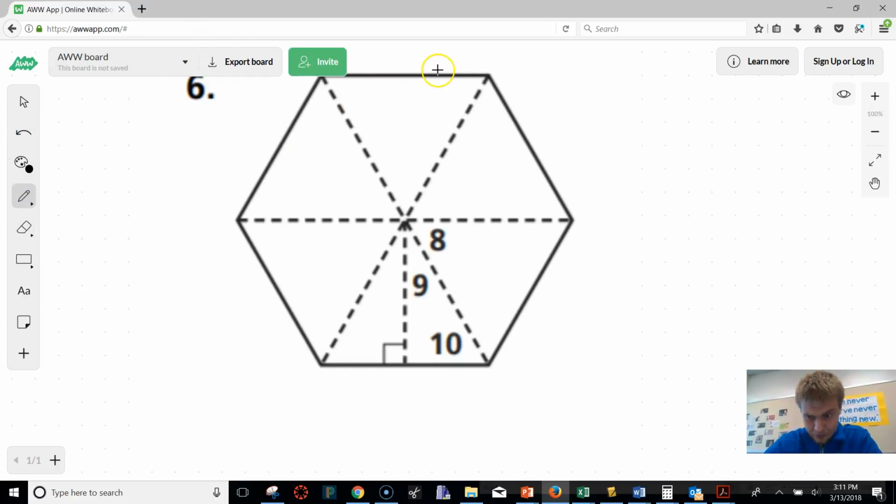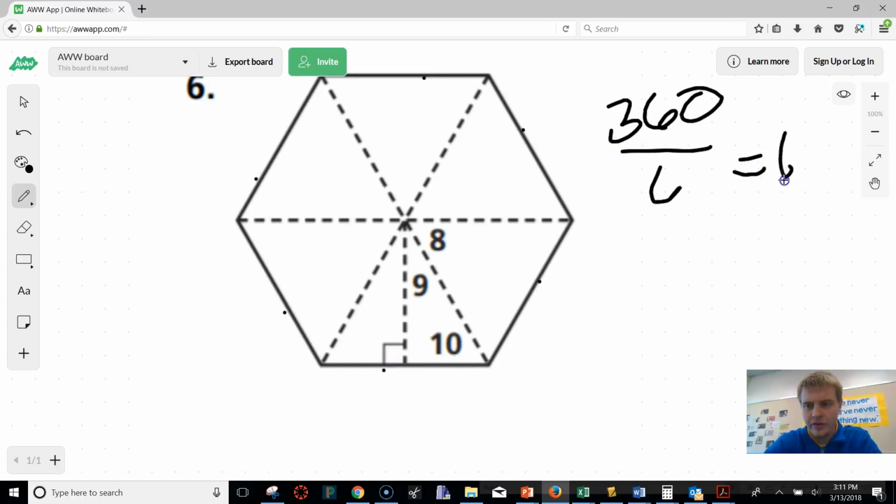And so we again always do 360 divided by how many sides there are. There's 1, 2, 3, 4, 5, 6 sides. So all of those are 60 degrees. So all these central angles are 60, 60, 60. So I know what this is already. That's 60 degrees. And again, we know that this thing right here cuts that in half.